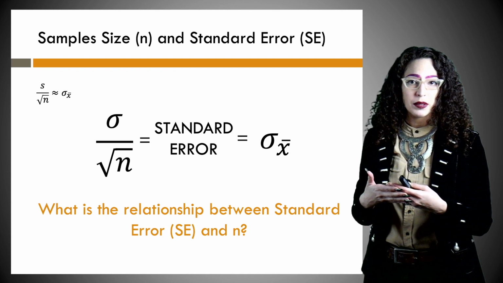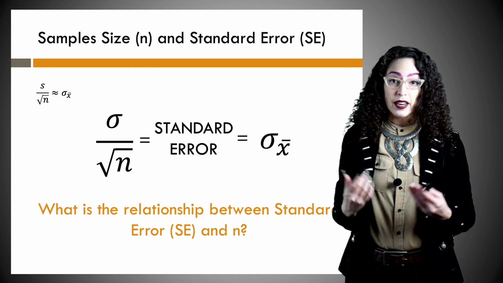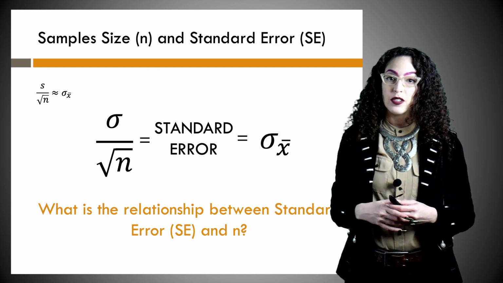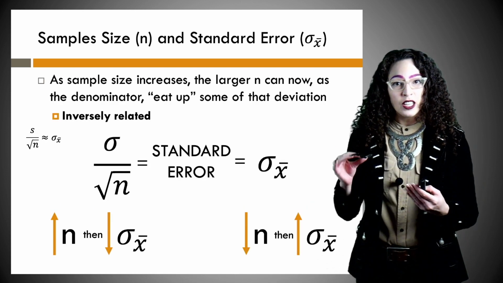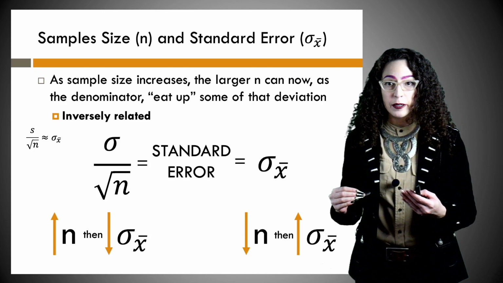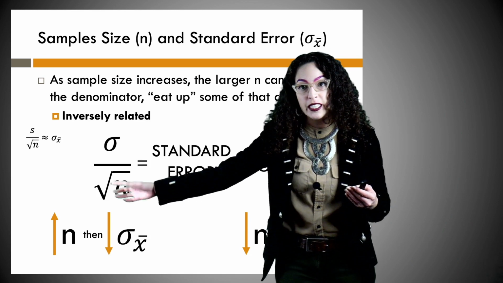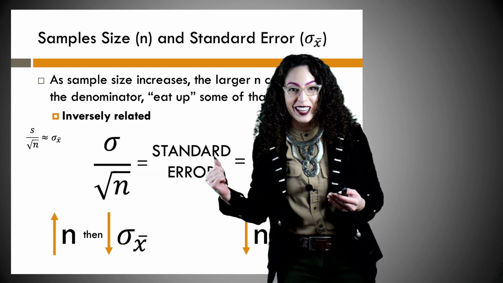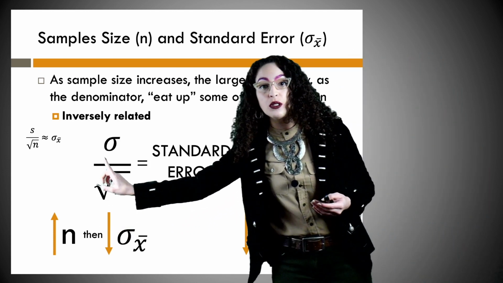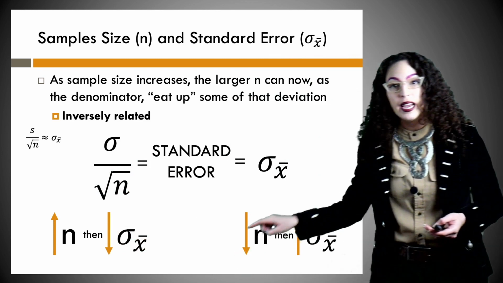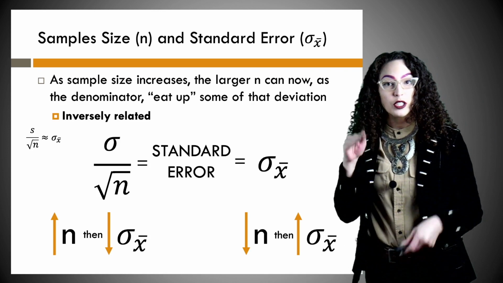Now let's look at some relationships. What is the relationship between standard error and n? In other words, if n goes up, what happens to standard error, or vice versa? Think about it for a second. As sample size increases, the larger n, as the denominator on the bottom, can now eat up some of that deviation. So as this gets bigger, it eats up all that standard deviation, resulting in a smaller standard error. So as n goes up, standard error goes down, and as n goes down, standard error goes up. So the relationship is inversely related.